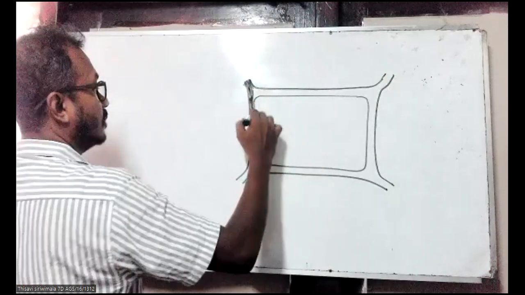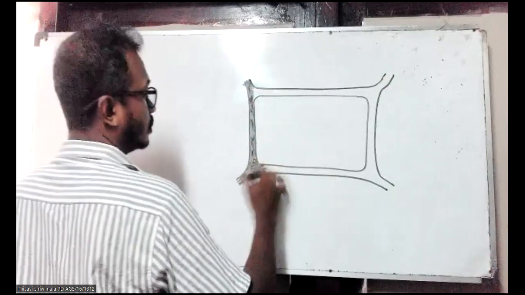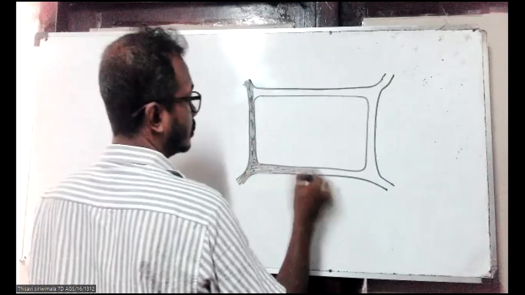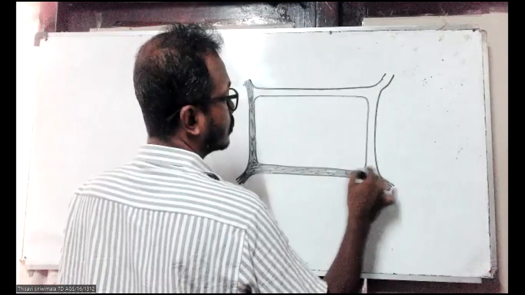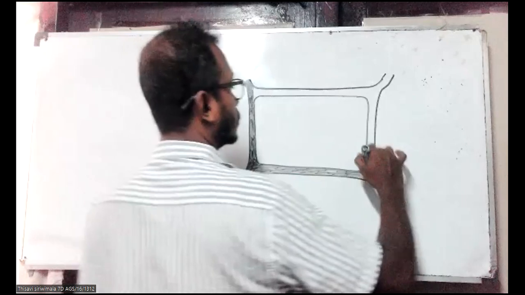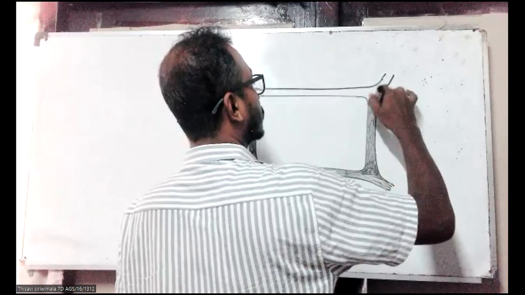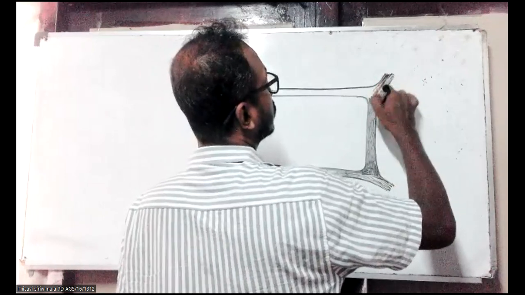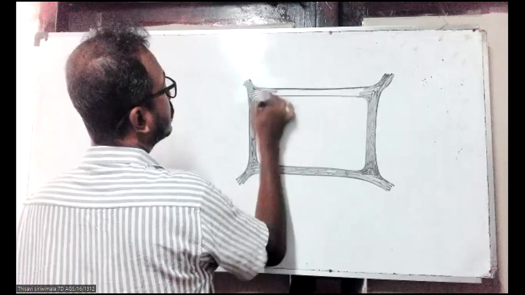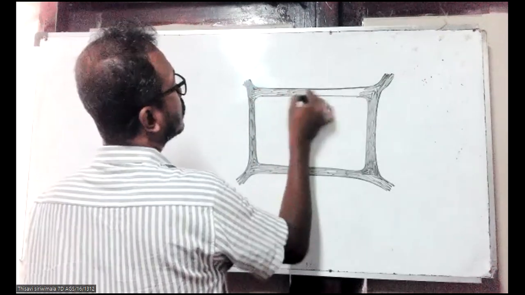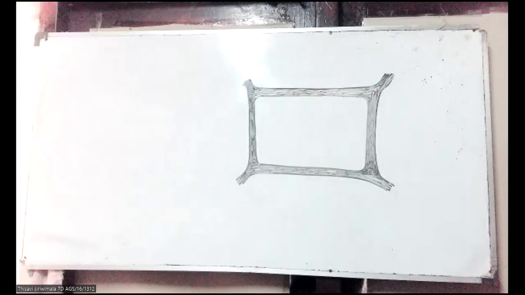So this will represent the cell wall. Cell wall. You can draw the diagram.